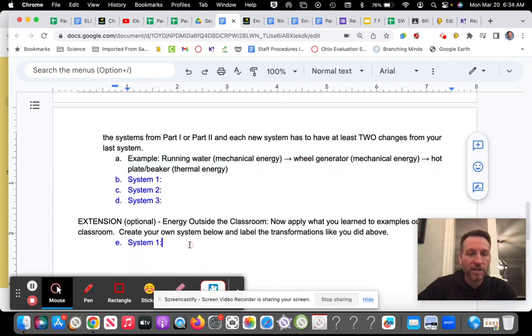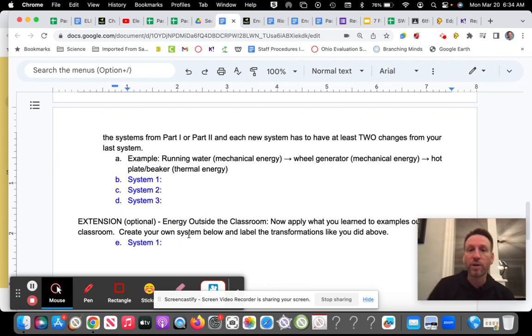If you have time at the end of the class, do the extension. Okay, if you don't, worry about it. But if you're done early and class isn't over, I want you to do the extension. And it's for you to do the same exact thing, but instead of using the simulator, I want you to think of an energy system outside of the classroom. Okay, so outside of this sim, think of another energy system that has 3 different parts that you can do. Okay, that's it. Work on this.